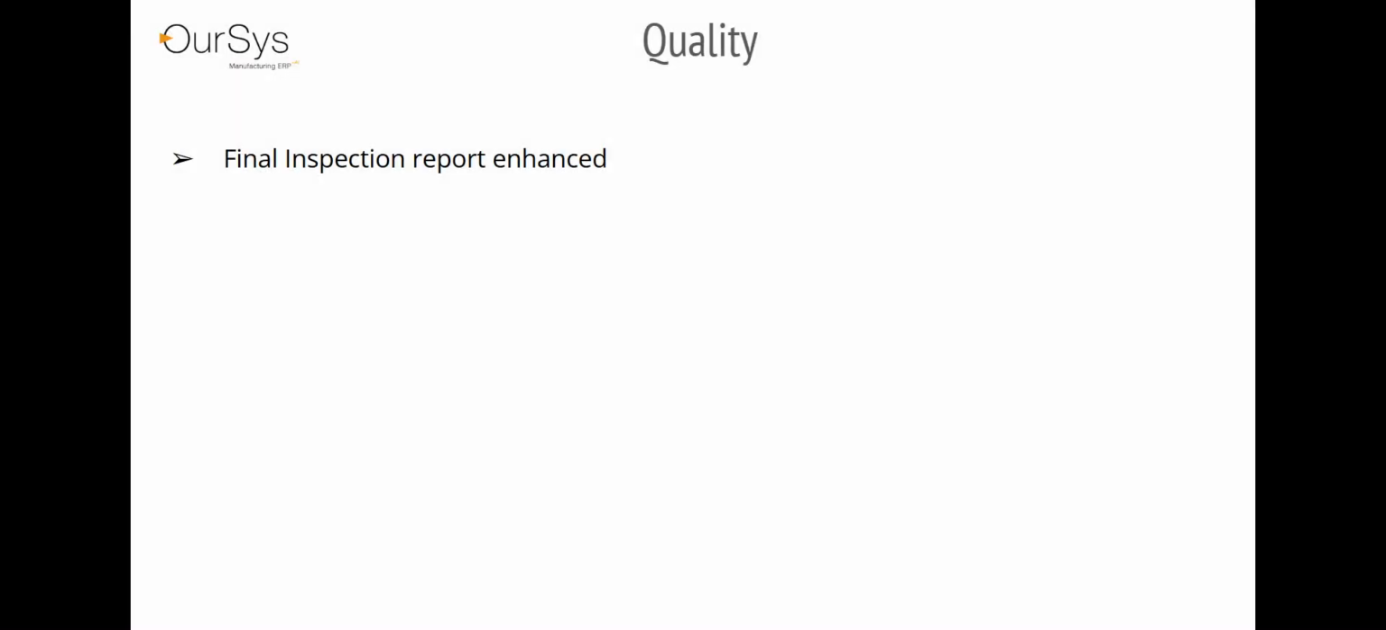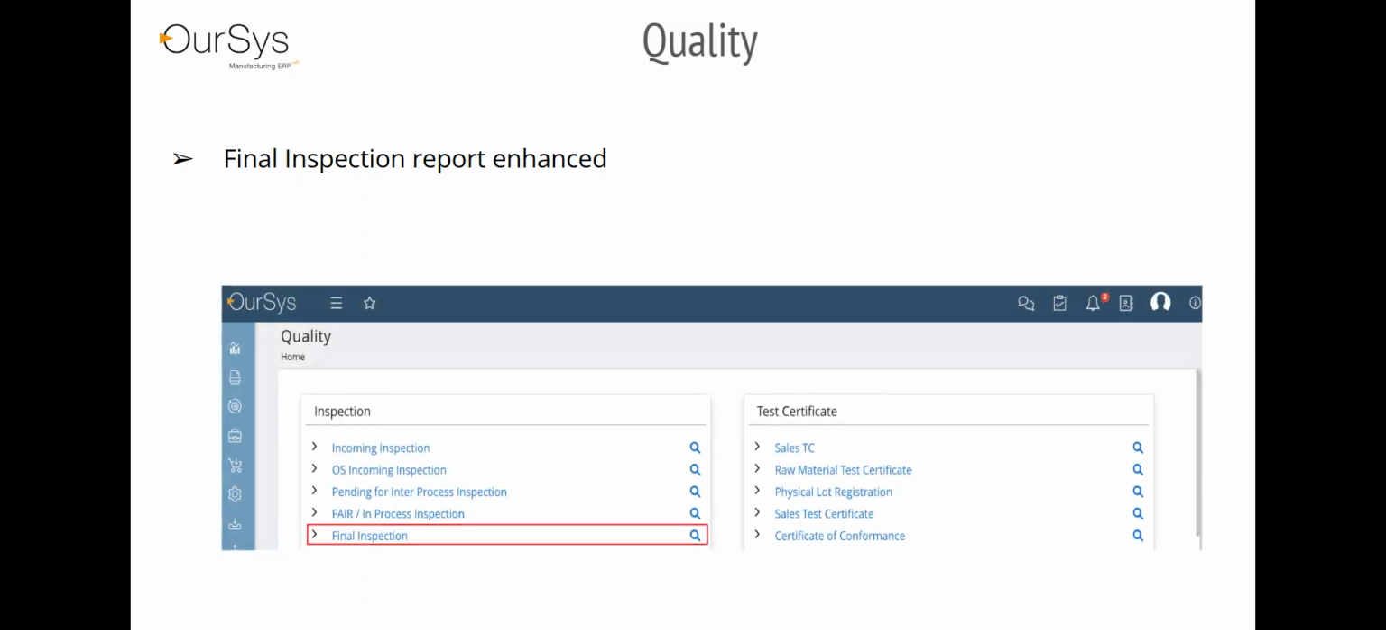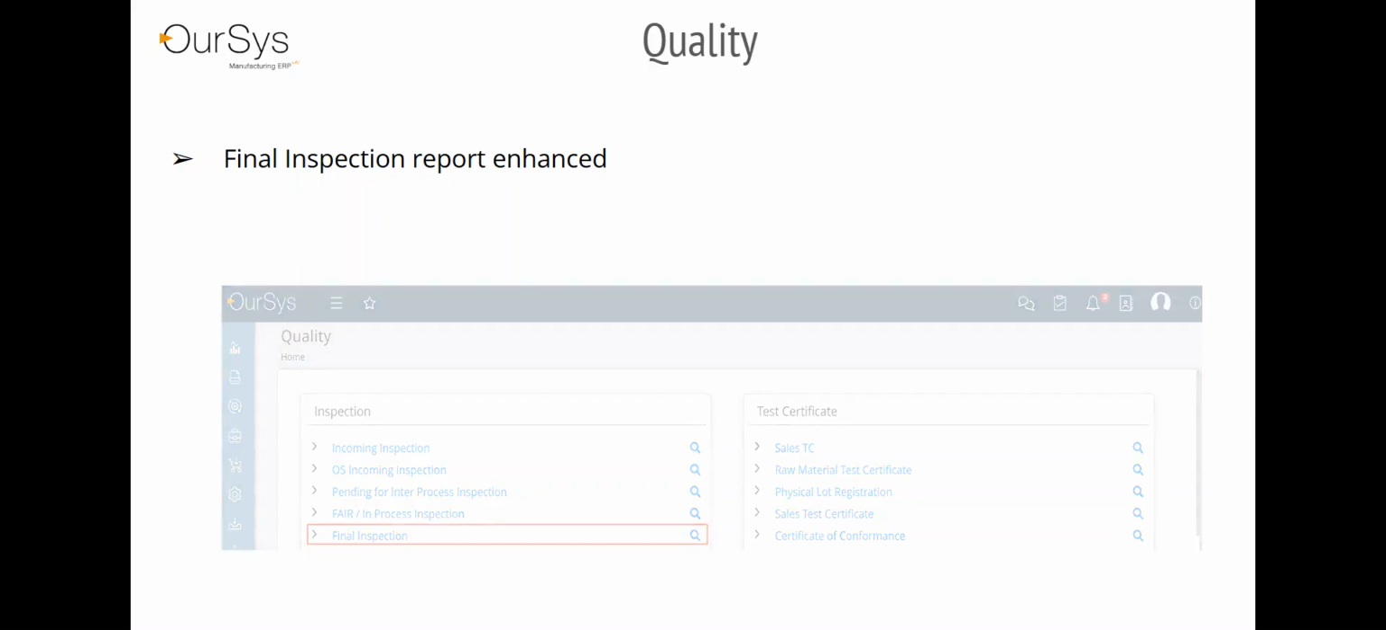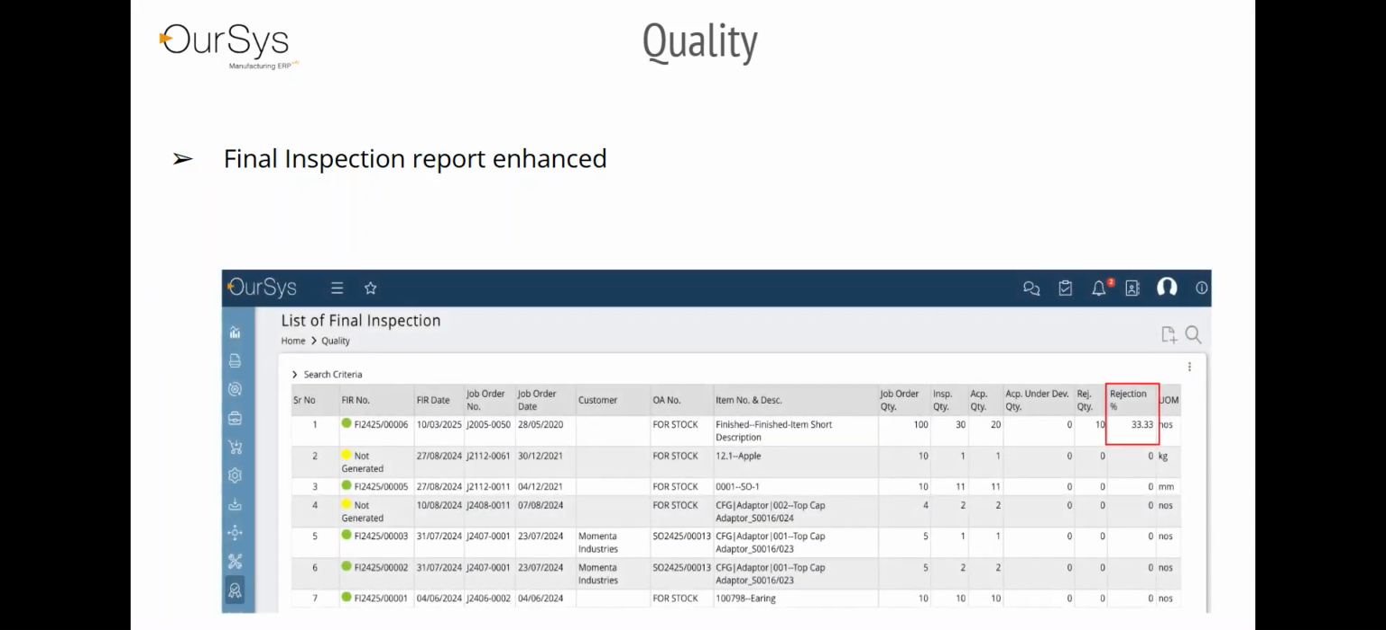Final inspection report enhanced. A new column showing the percentage of rejection has been added to the final inspection report, making it easier to see the exact rejection rate. So in the final inspection report, we have now given an additional field called rejection percentage. An additional column will come into your report. Here you can see the actual rejection percentage while reviewing this report.